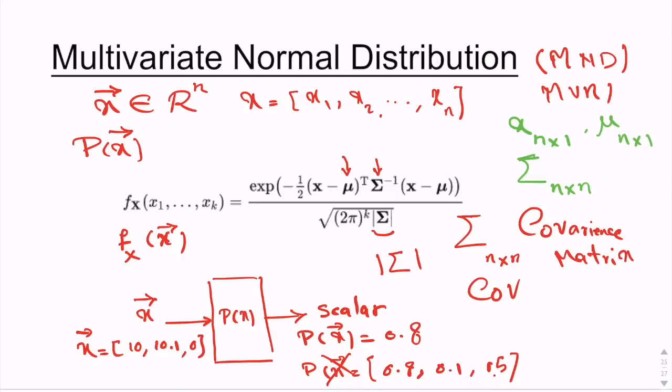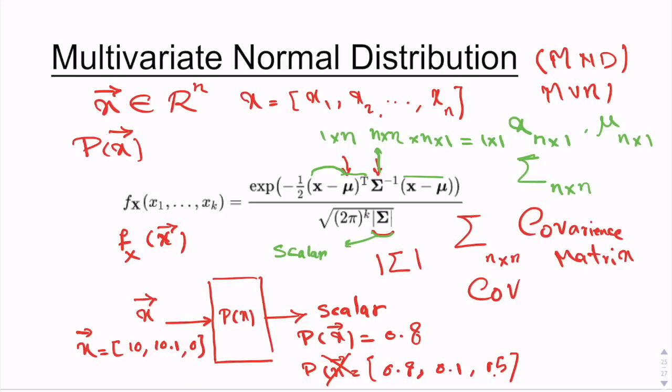And you can see if you multiply these, this one dimension after getting the transpose is 1 times n, and then you multiply by this matrix, which is n times n, and then this is a vector of dimension n times 1. So what is the output? The output is 1 times 1. So the output is a scalar. And then on the bottom is the determinant. Determinant is also a scalar. Scalar, and 2 pi and k also are numbers. So the output is a scalar, a probability.